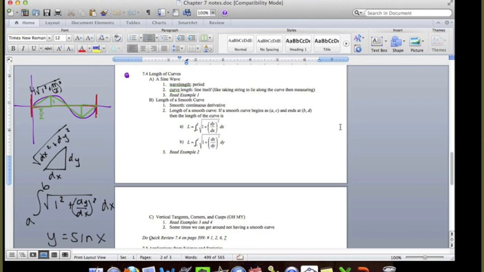No, those are the endpoints of the length that we're trying to find. So in this problem, A would be 0 and B would be 2 pi. C and D would not work so well for this, because C and D are if we change things to being in terms of y instead of in terms of x. Both of those y values would be 0, so it'd be 0 to 0, which isn't going to work out well for us.